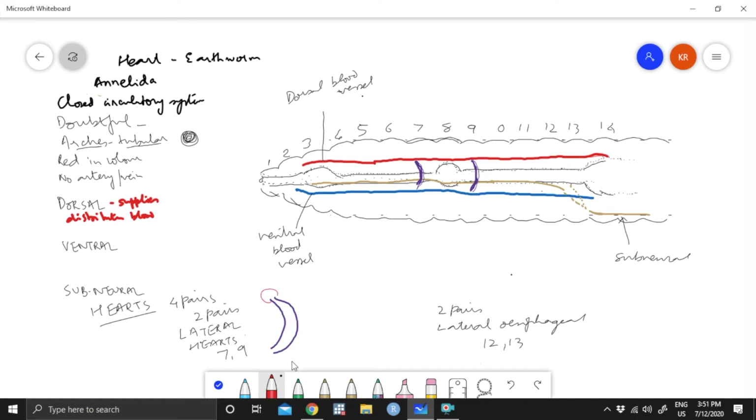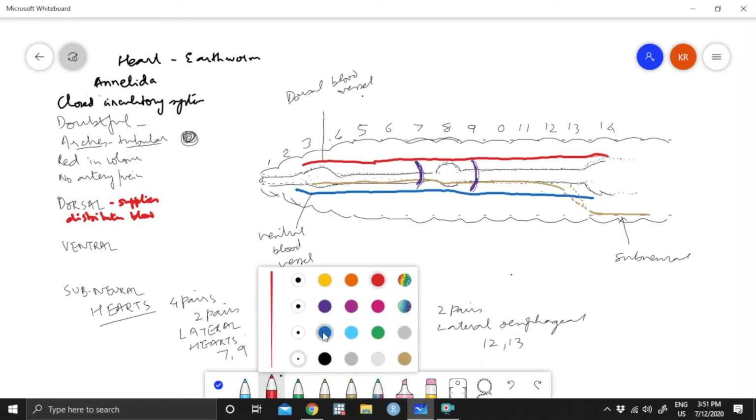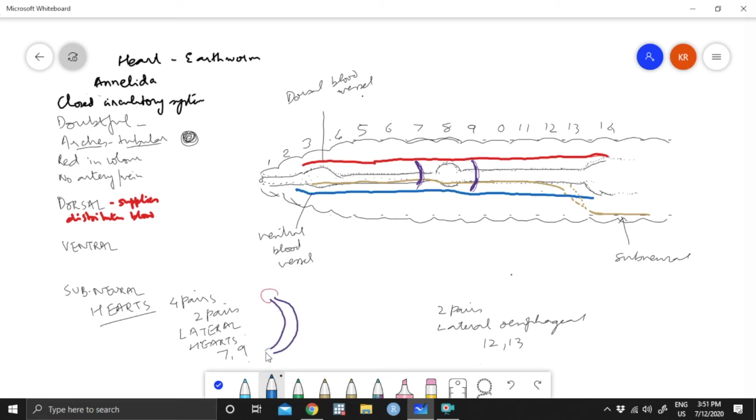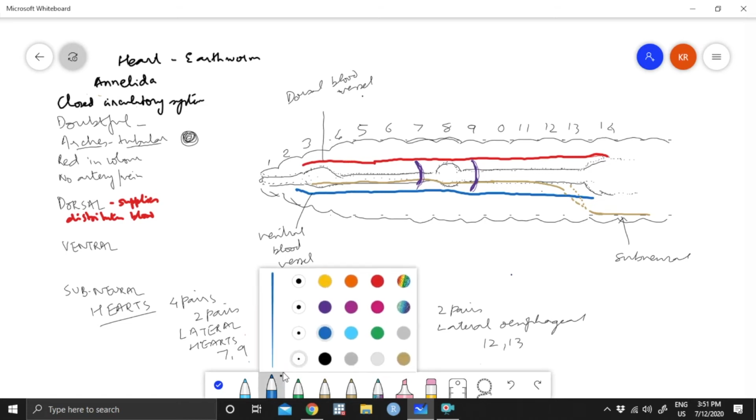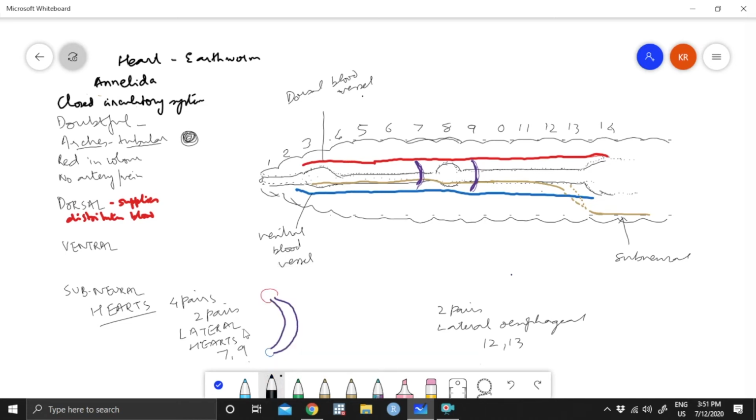This is the dorsal blood vessel. And this is the ventral blood vessel. And here there will be one valve, and here there will be 3 pairs of valves over here. So the lateral hearts have got 4 pairs of valves.